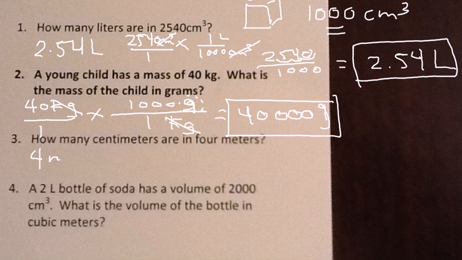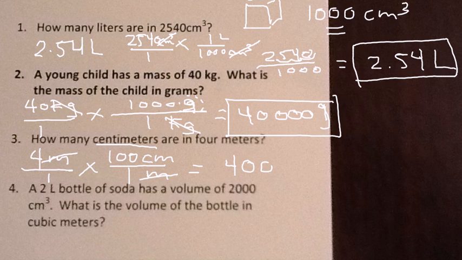The third problem is easy too, because you are being asked how many centimeters are in 4 meters. So you have 4 meters over 1, and you multiply times a factor that equals 1 and that has centimeters on the top, meters on the bottom, because you want to eliminate meters and get centimeters. So you know that 1 meter is the same as 100 centimeters. Here you can eliminate meters and you get your answer: 400 centimeters after multiplying 4 times 100.